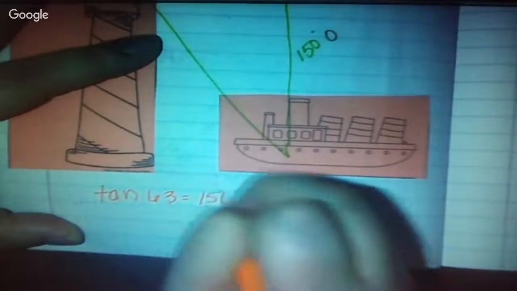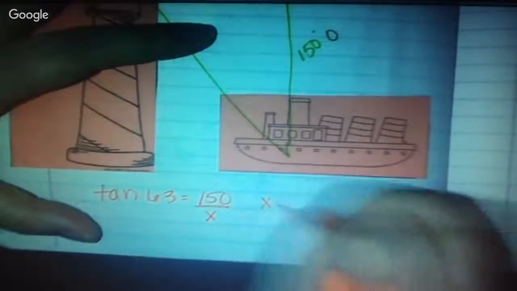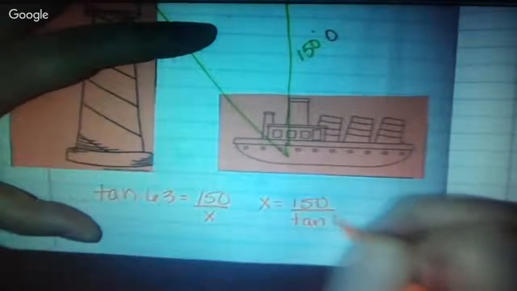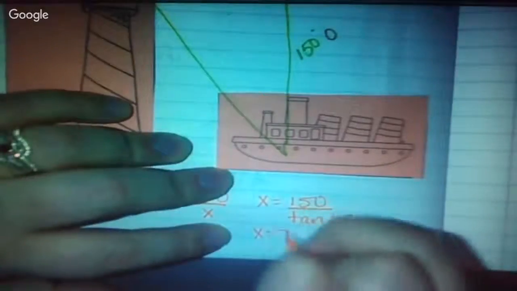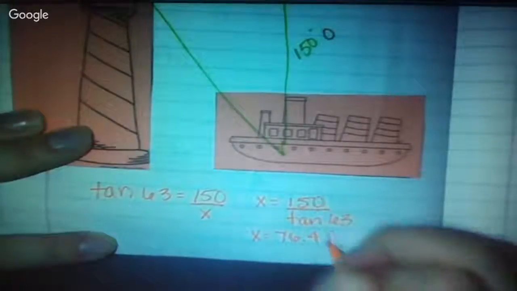All right, so now what sides do I have? Adjacent and opposite again. Oh, we're back to tangent. Tangent of 63 equals 150 over x. So we divide this time. It is 76.4. And this is in feet.